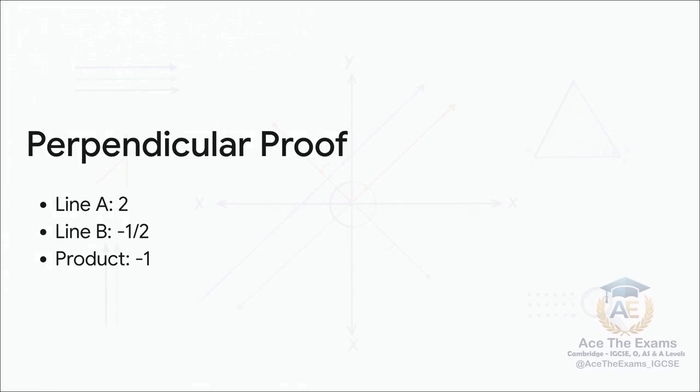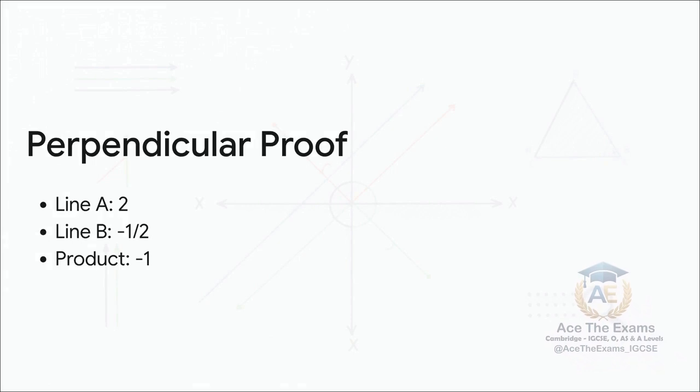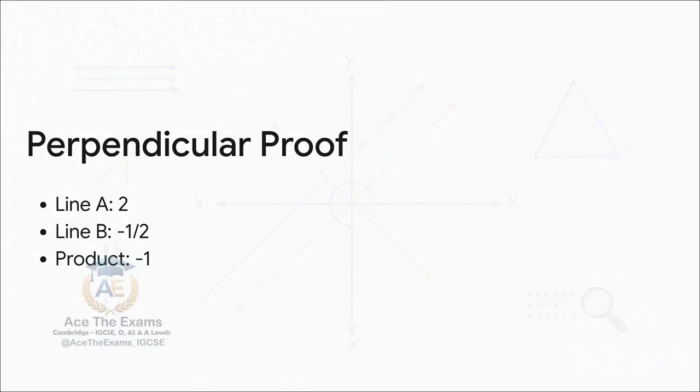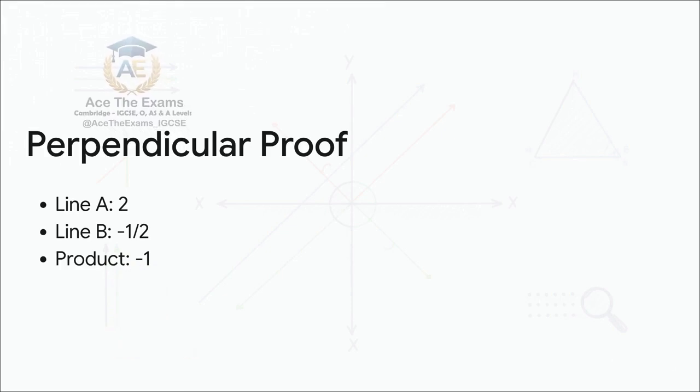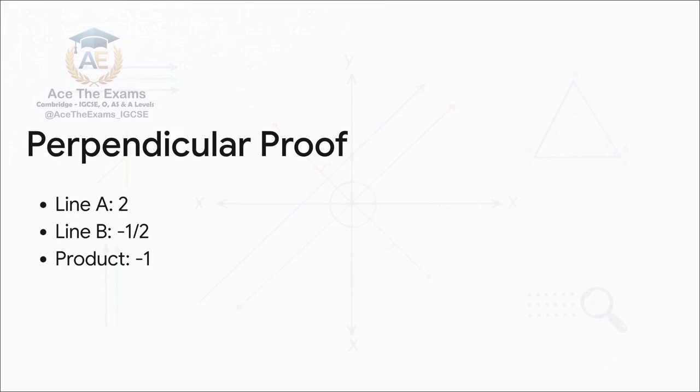Say line A has a gradient of 2. What's the gradient of a line perpendicular to it? Well, we take the number 2, we flip it upside down to make it a fraction, so 1/2, and we slap a negative sign on it. That makes line B's gradient -1/2. Now multiply 2 by -1/2, and what do you get? Precisely -1. It's a totally foolproof mathematical test to prove that two lines form a perfect 90-degree cross.